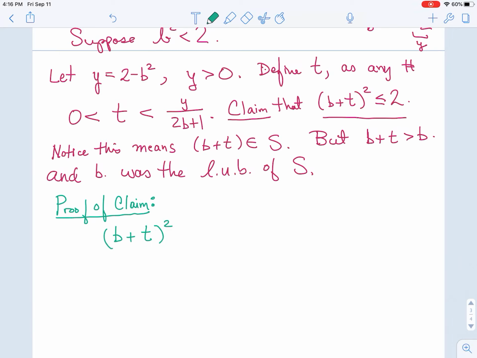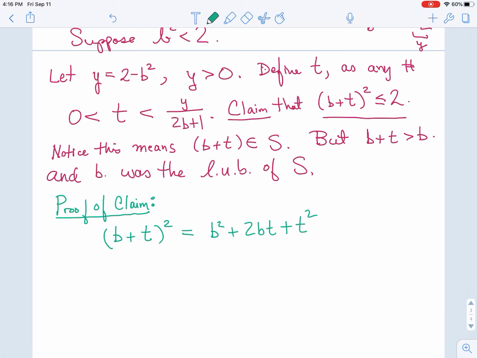So I need to compute b plus t squared. I need to show it's smaller than 2. And we already kind of did that. That's going to be b squared plus 2bt plus t squared. Okay. And, well, let's see what we can do.